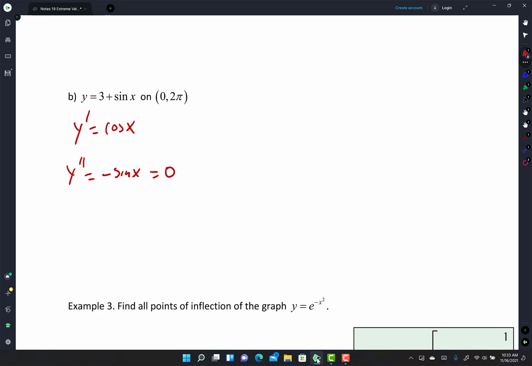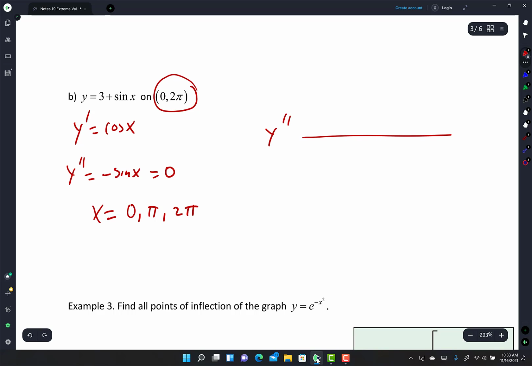Can you guys tell me where sine x is 0 from your pre-cal days? 0, pi, and 2 pi. 0 and 2 pi I don't have to worry about because look at the interval. It's between 0 and 2 pi. So I'm going to write y prime prime. I'm going to close it off, 0 and 2 pi, and I'm going to put pi.